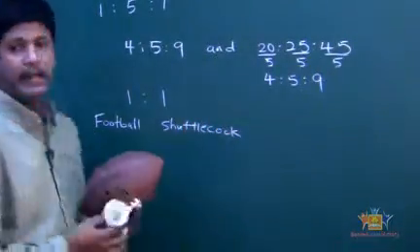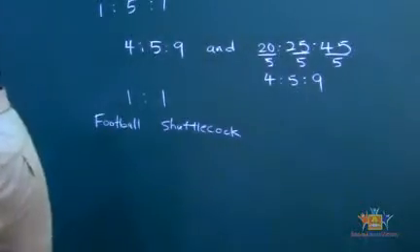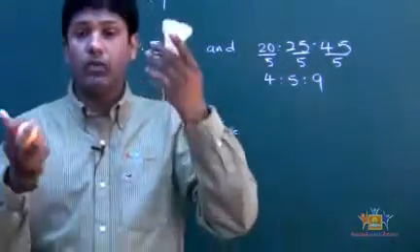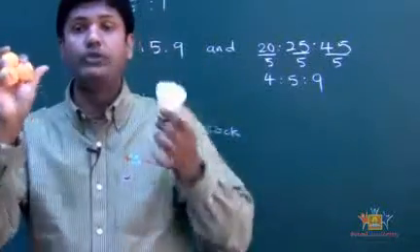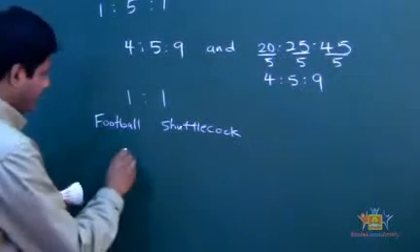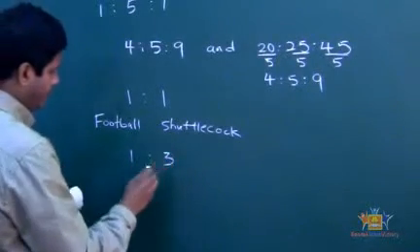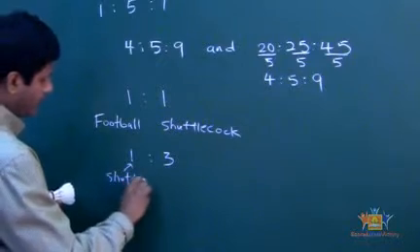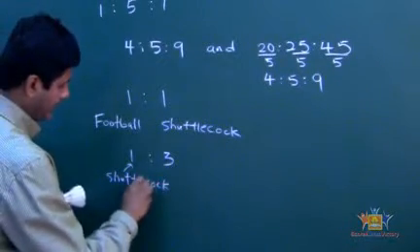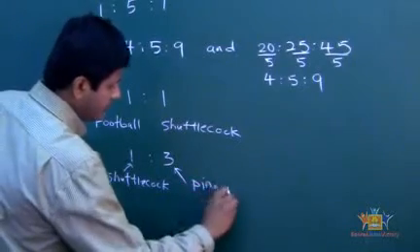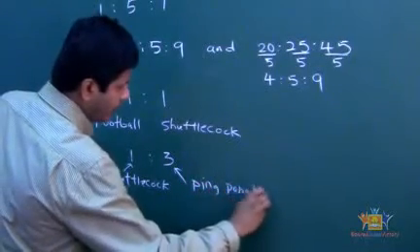Then I give you another scenario. This time Mr. Mac gives you the ratio of a shuttlecock and a ping pong ball as 1 to 3. So let's write that down. 1 to 3. We know this one is the shuttlecock, and this one is the ping pong ball.